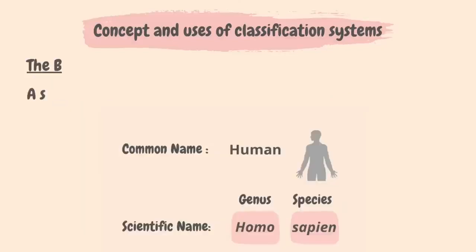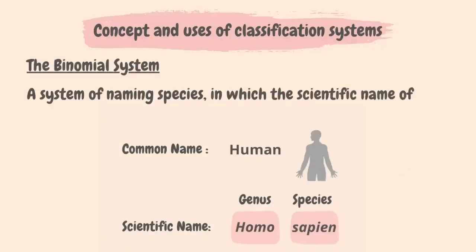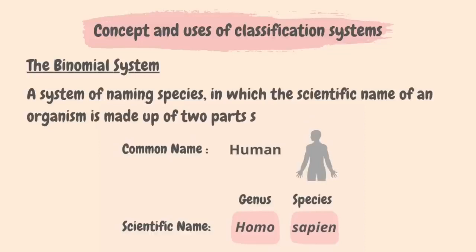Next, we must know what a binomial system is. The binomial system of naming species is an internationally agreed system in which the scientific name of an organism is made up of 2 parts showing the genus and the species. A genus is a group of related species. This system allows the subdivision of living organisms into smaller groups. The species in these groups have more and more features in common, the more subdivided they get.